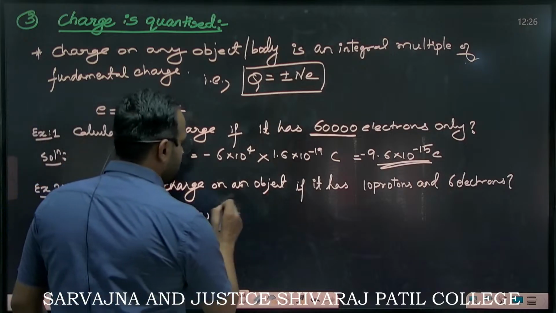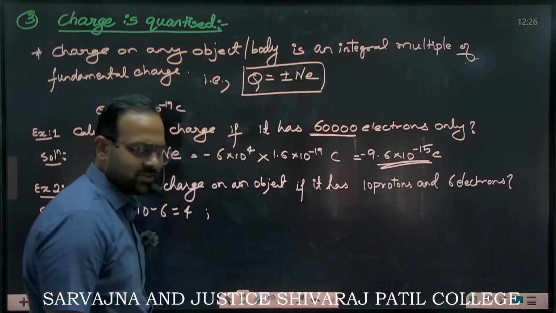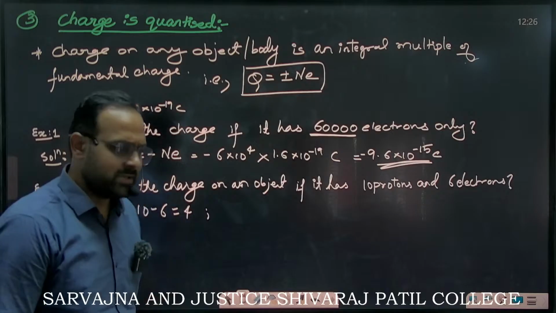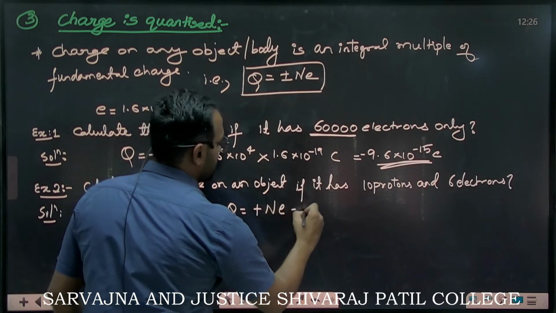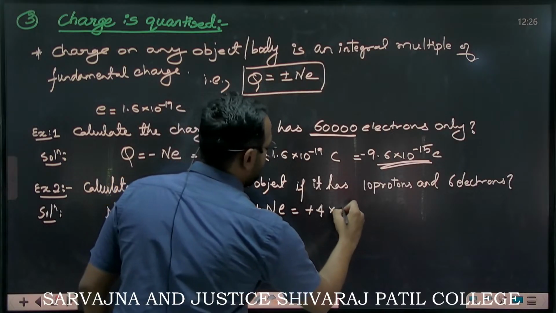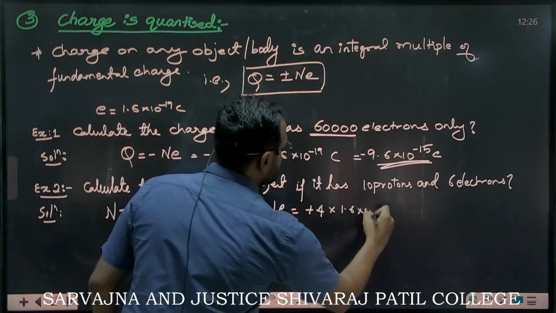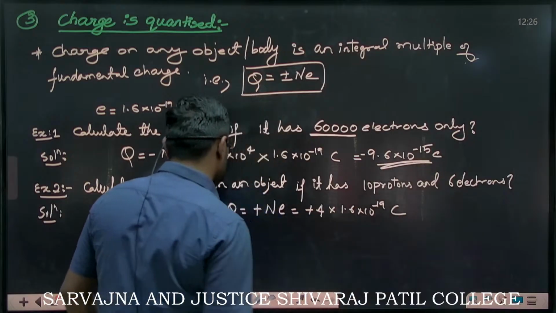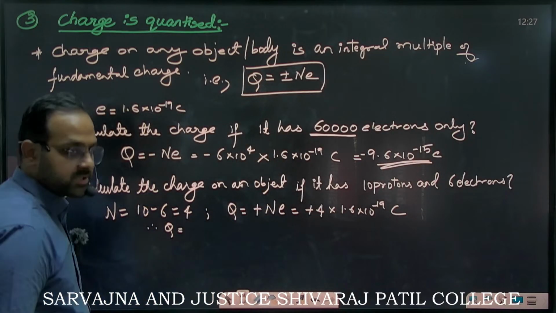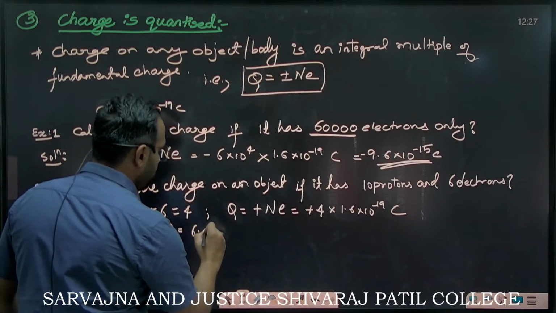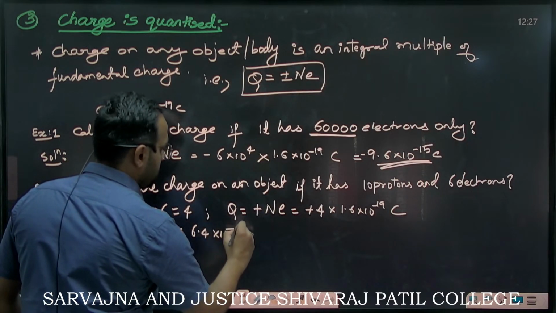And then because protons are more than electrons, this will be a positively charged object. Therefore Q will be equal to plus n into E, which will be equal to plus 4 into 1.6 into 10 power minus 19. Therefore Q is equal to 6.4 into 10 power minus 19.